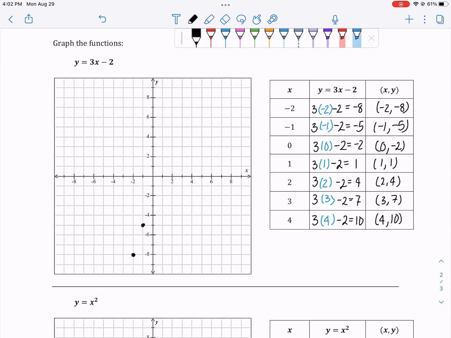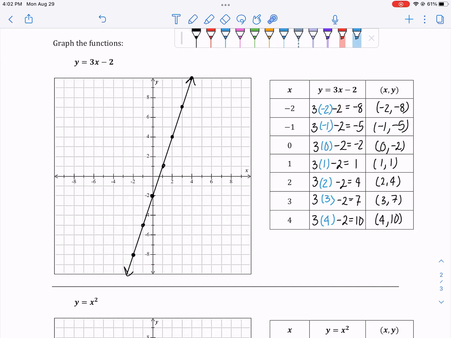So I've plotted the first two. We have 0, -2. We have 1, 1, 2, 4, 3, 7, and 4, 10. And if we look at this, it looks like if we connected the dots, we'd get a line. And sure enough, connect those dots. It's a line. So there's graphing using a table.